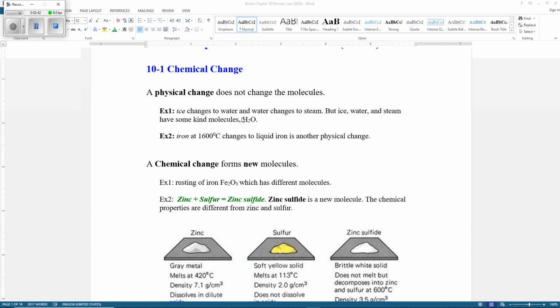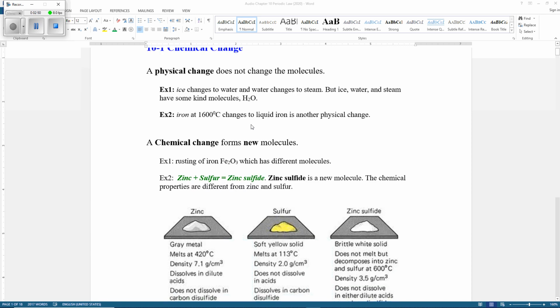Two hydrogen combined with oxygen make water molecules. It doesn't give you a new molecule. Another example is iron, that's a metal. When the temperature reaches 1600 degrees Celsius, it changes from solid to liquid. If you check before and after the change, it's the same molecule. But a chemical change will always form new molecules.